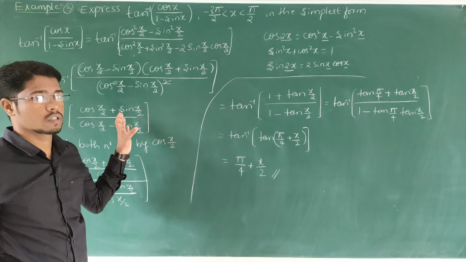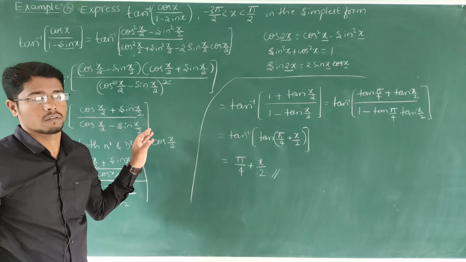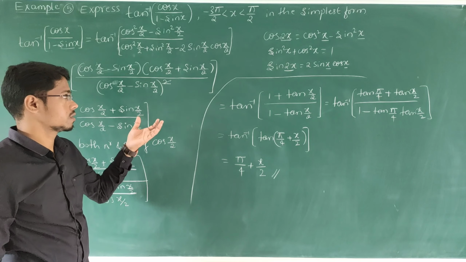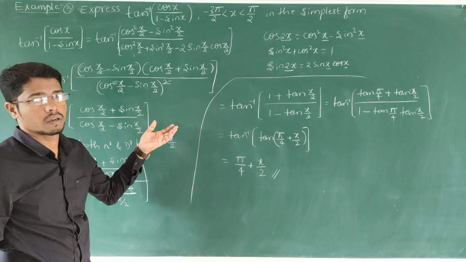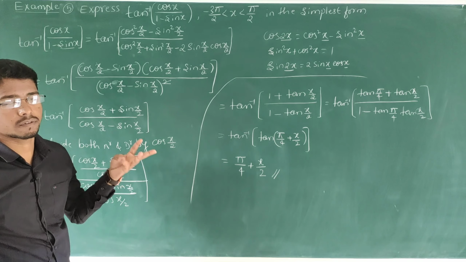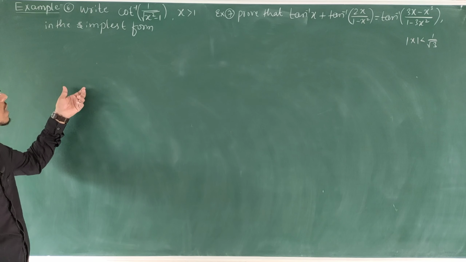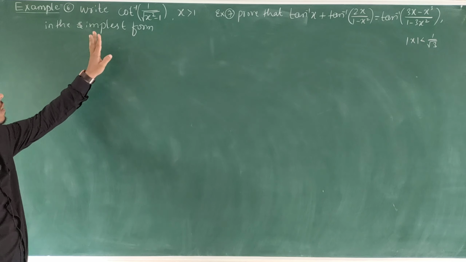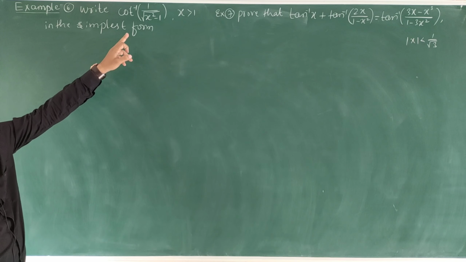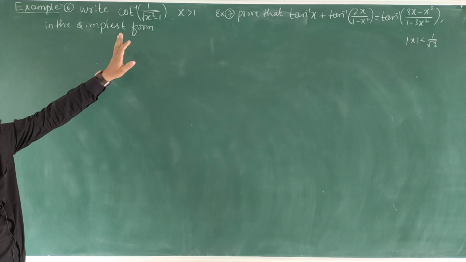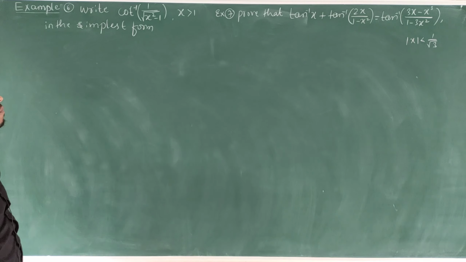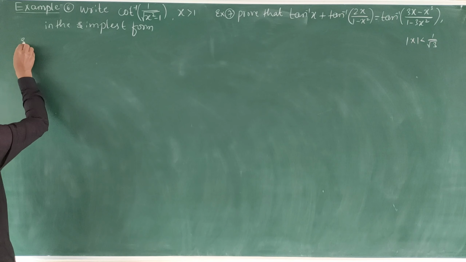So I solved this using the half angle formulas, very simple if you know the formulas. Please concentrate on this problem, it's a very important problem for 3 marks. Example number 6: write cot inverse of 1 divided by root of x square minus 1, where x is greater than 1, in the simplest form. Let us see the solution.